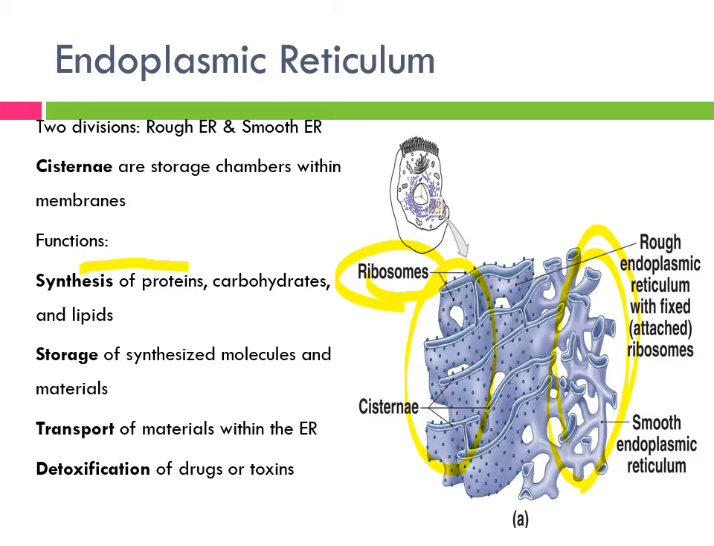They also store what they create prior to being transported within the endoplasmic reticulum, and then they can be transported to the Golgi apparatus, where they can be packaged and secreted out of the cell. The endoplasmic reticulum also functions in the detoxification of drugs and toxins.